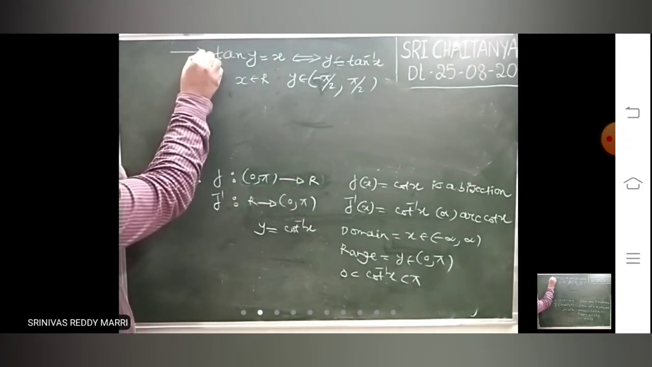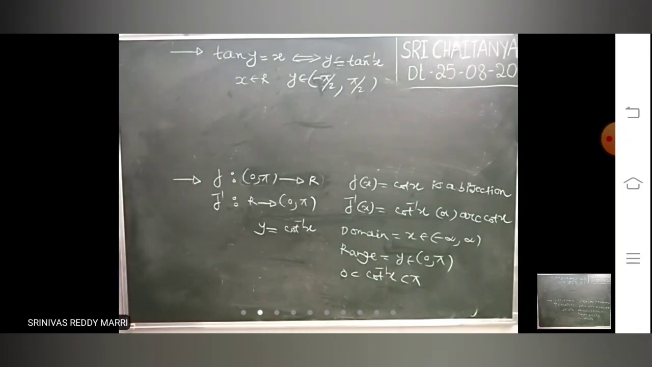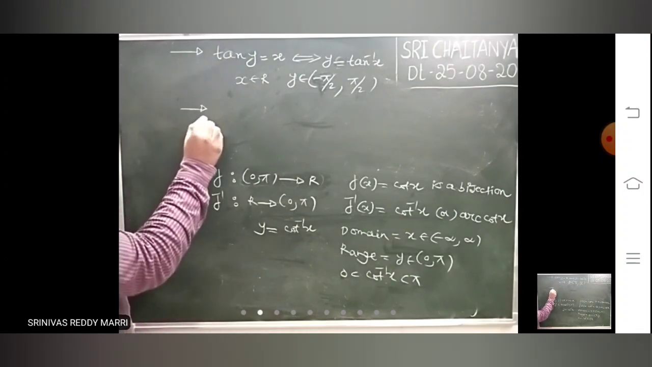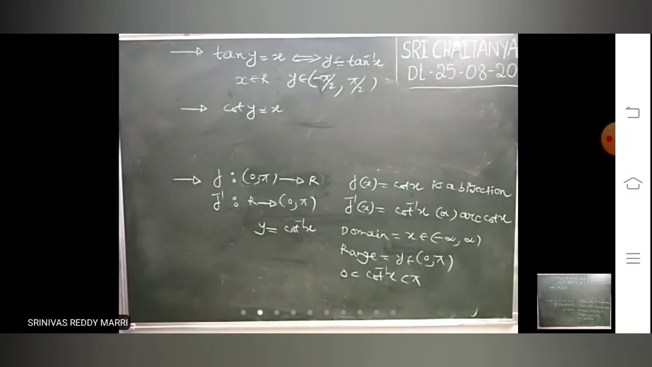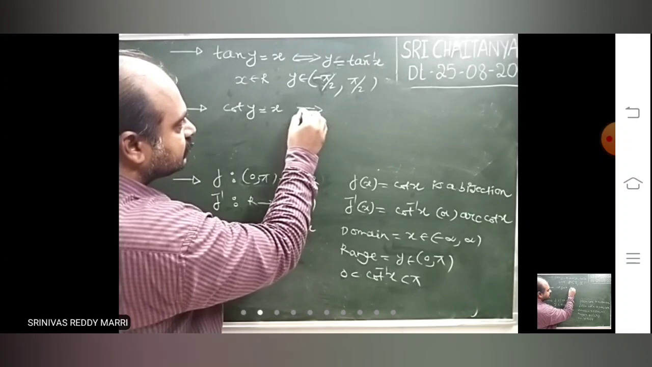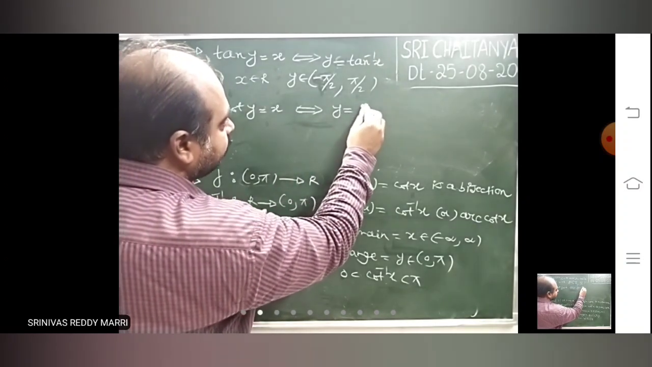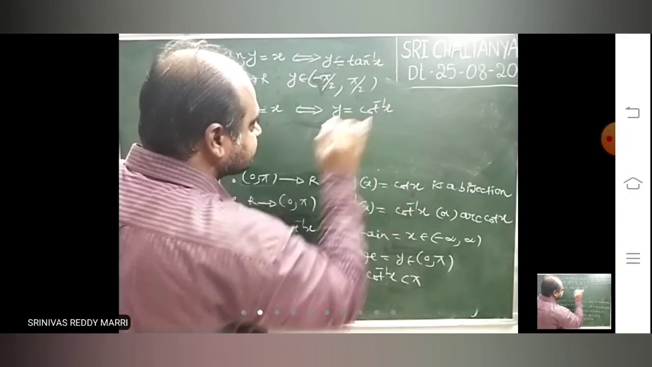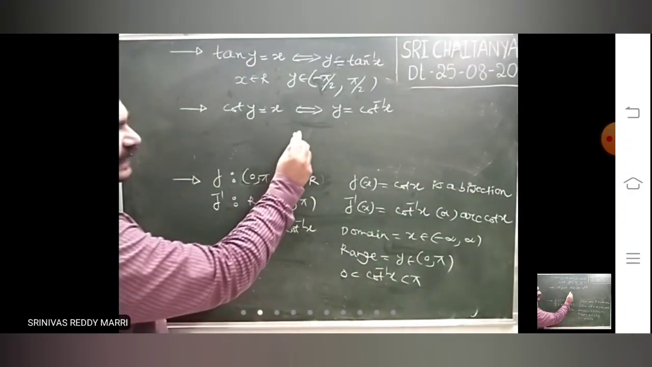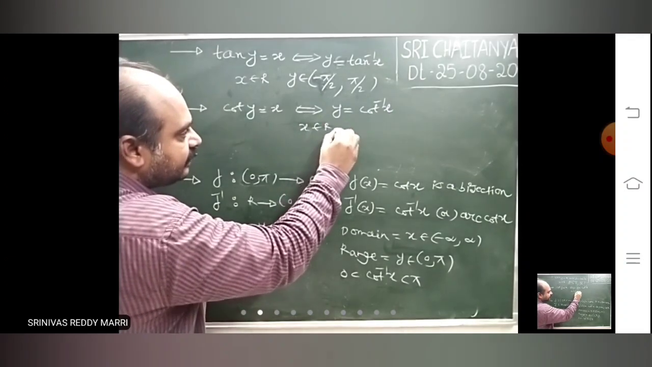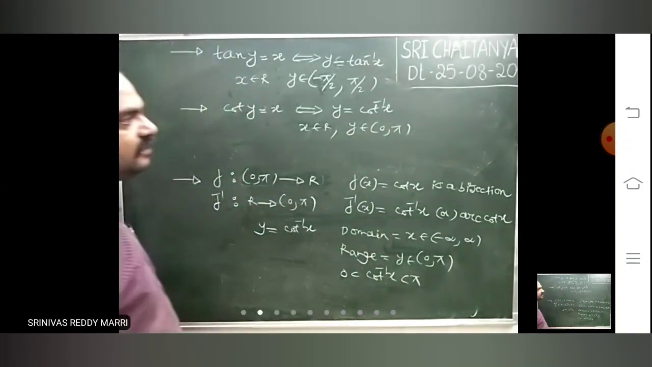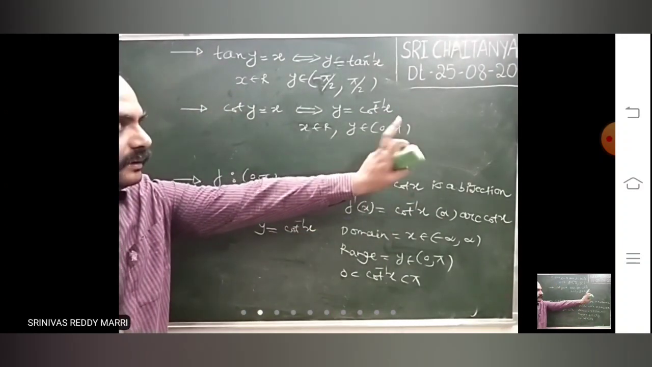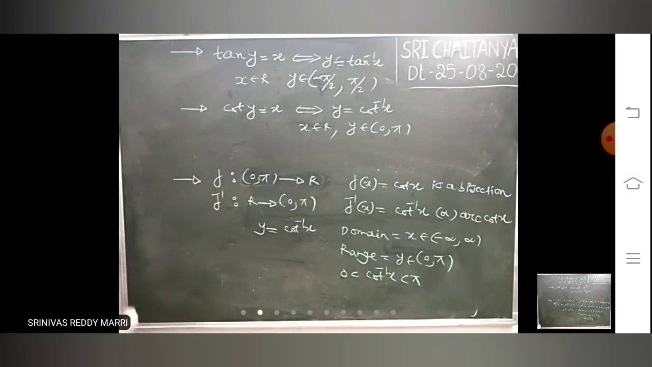Add this to the previous tan inverse function; this point we have missed. Right? Similarly here, let us say you got cot y equal to x. Then you can write y equal to cot inverse x, where x is any real number, and y must lie in the interval 0 to pi only.